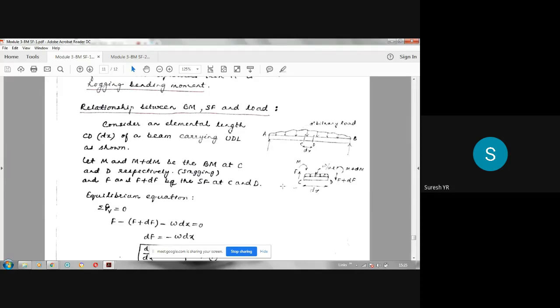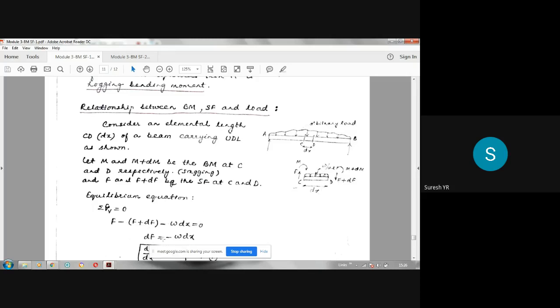Now, if you apply that here, F is acting upwards, so positive. F plus dF is acting downwards, so negative. Then this W into dx, W is the intensity. So when that intensity is multiplied by dx, you will get the total load. The total force is acting downwards, so therefore minus. So minus W dx is equal to 0. So this is the equilibrium equation, out of which one force is positive because it is upwards. The other two forces are negative. So W into dx and F plus dF, they are negative, so minus.